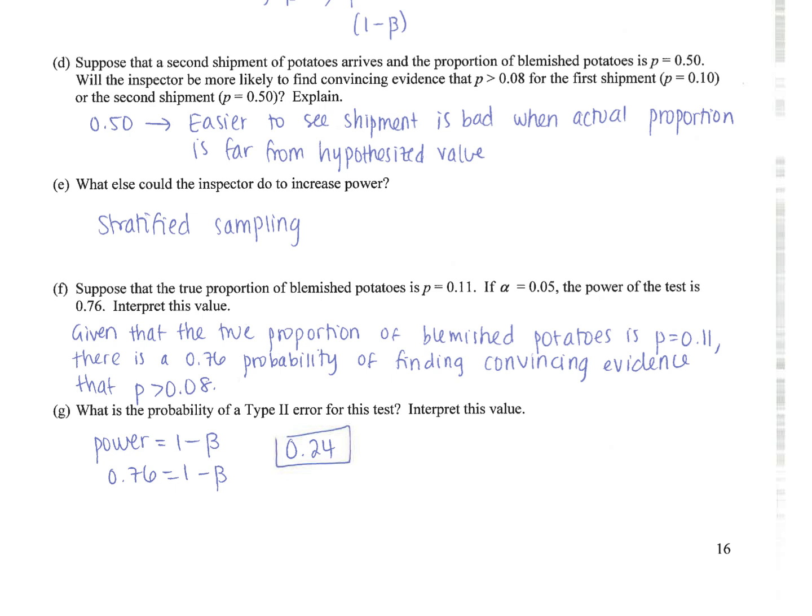Okay, so then in F, interpreting power, power is the probability of correctly rejecting the null. We reject the null if we find evidence for the alternative, significant evidence. So given the true proportion is 0.11, so given the null is false, there's a 0.76 probability of finding enough evidence, of getting a sample proportion big enough to reject the null and believe that the proportion is bigger than 0.08. And then lastly, power is 1 subtract a type 2 error, so the likelihood of a type 2 error in this case is 0.24.